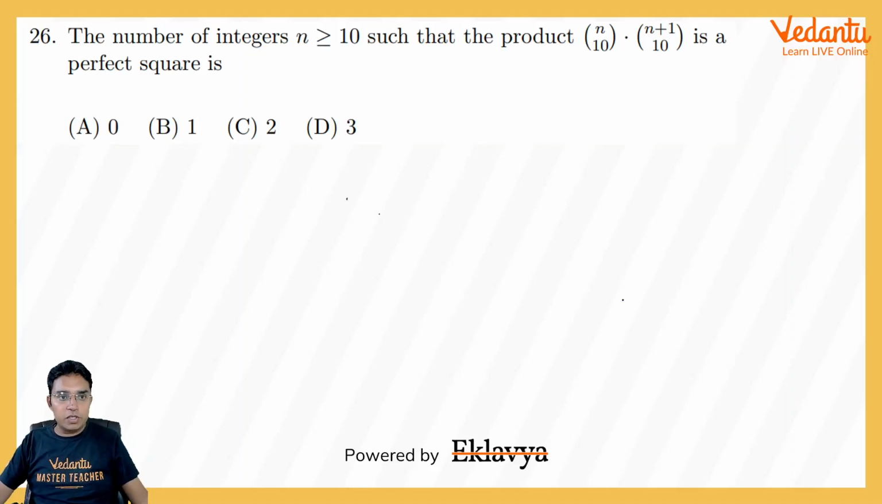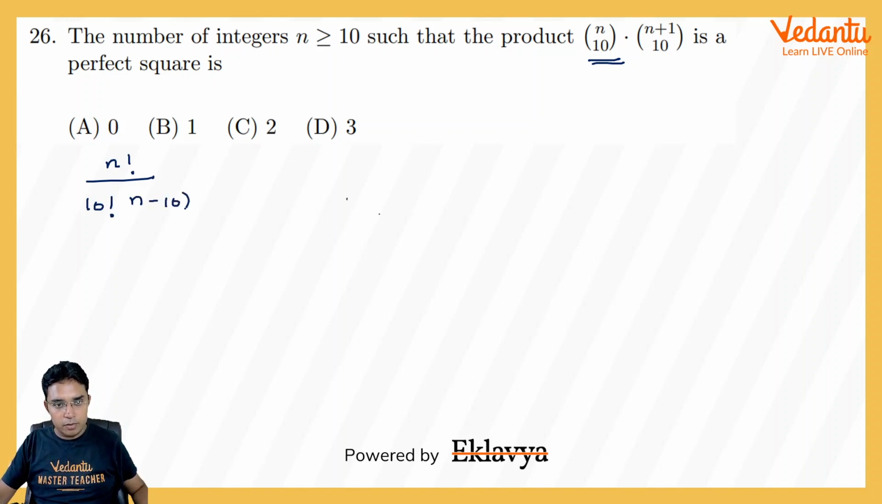Now coming to question number 26: the number of integers n greater than or equal to 10 such that the product is a perfect square. To do this question, we can use the formula for nC10, that is n factorial upon 10 factorial and n minus 10 factorial, into n plus 1 factorial upon 10 factorial into n plus 1 minus 10, that is n minus 9 factorial.